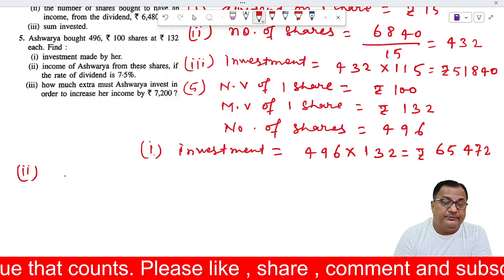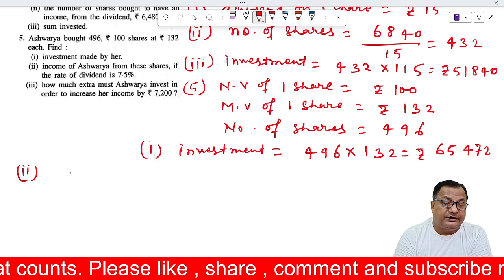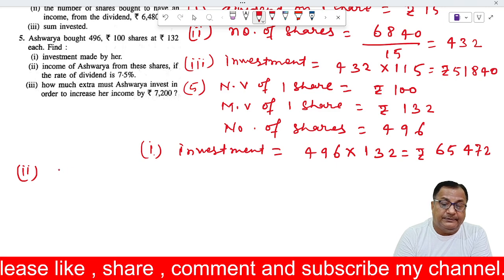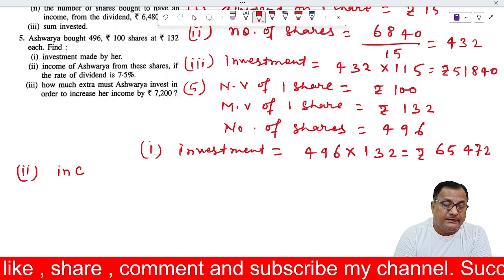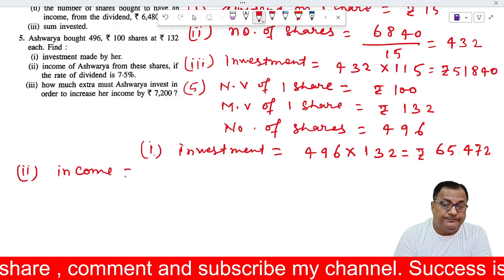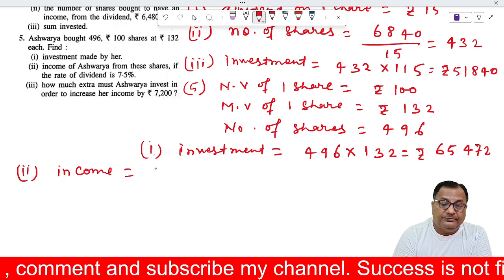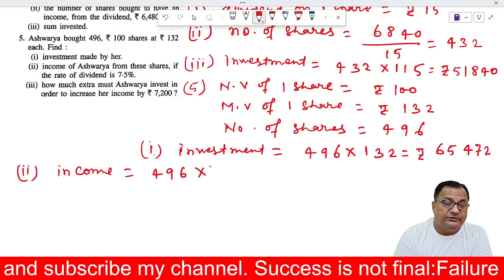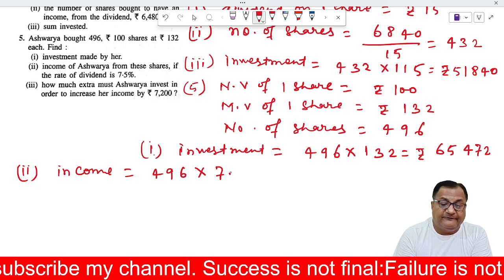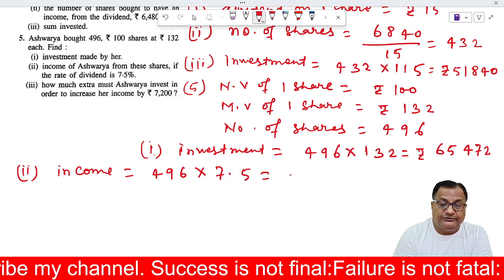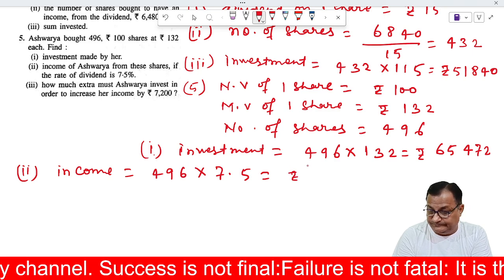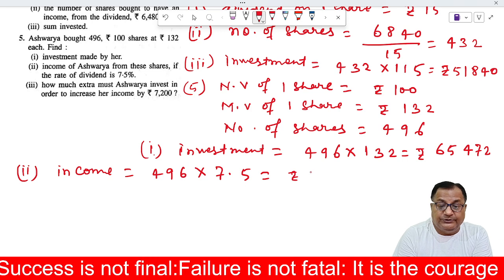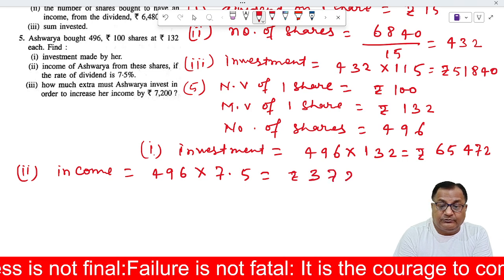Number 2. Income of Aishwarya from these shares if the rate of dividend is 7.5%. Income is equal to number of shares 496 into dividend on one share 7.5. So if you multiply this, you will get 3720.